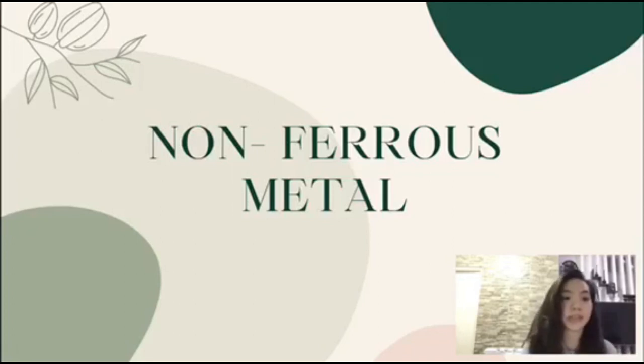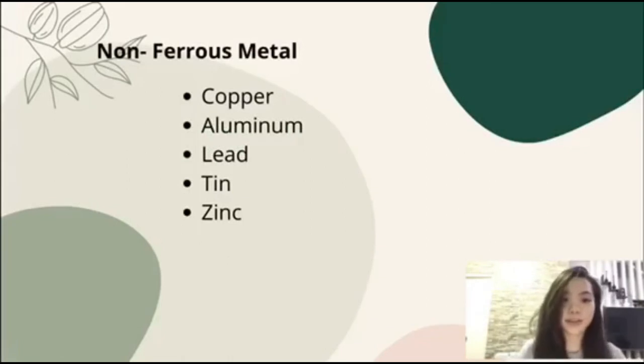Non-ferrous metals. When a metal is defined as non-ferrous, it means that it doesn't have a significant amount of iron in its chemical composition. A non-ferrous alloy generally has an iron composition of less than 1% by weight. So, non-ferrous metals are used because of desired properties such as low weight, higher conductivity, non-magnetic property, or resistance to corrosion. Some non-ferrous materials are also used in the iron and steel industries. So here are the types of non-ferrous metals. We have copper, aluminum, lead, tin, and zinc.